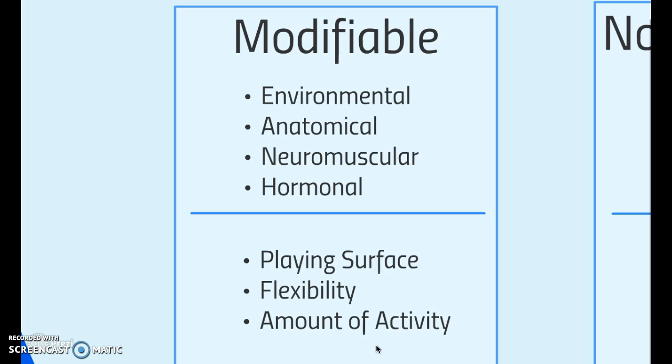If he is practicing on a concrete court at home, that might be influencing his symptoms, so we can remove him from that situation. Anatomical would be flexibility. We can work on increasing his flexibility to decrease his symptoms. And again, with amount of activity, we can change his activity and switch some exercises in and out to help decrease the symptoms he's experiencing.